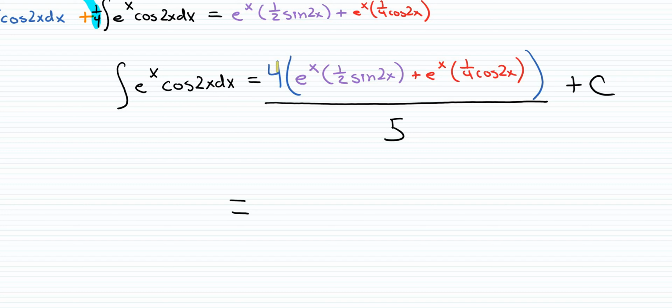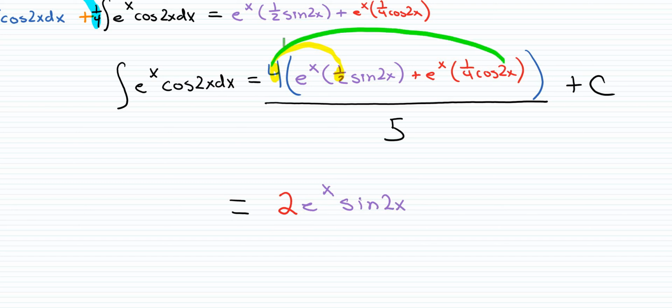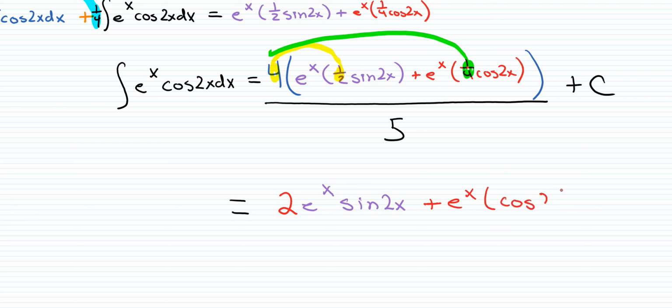If you want, you could also take this 4 and multiply it right through. So 4 times 1/2 is going to be 2. So that's going to be 2 e^x times sine 2x. And then this 4 can also multiply with this 1/4 here. So 4 times 1/4 is going to be 1. So that's going to be plus e^x bracket cos 2x all over 5 plus c. So if you want to take that last step there and simplify your work, you can. You don't have to, but it does make your answer look a lot nicer.